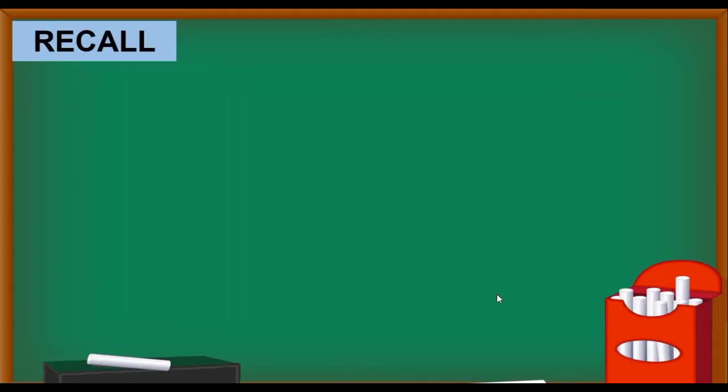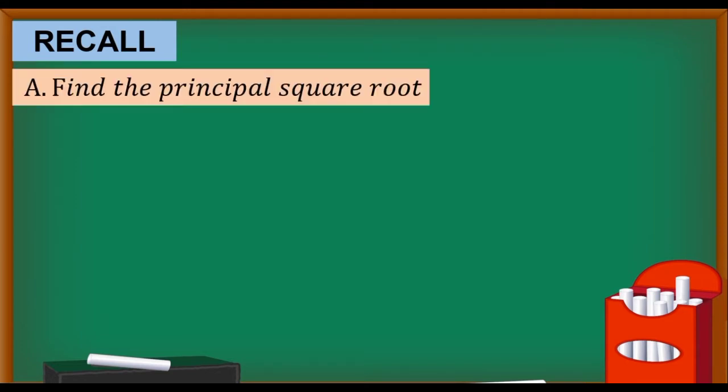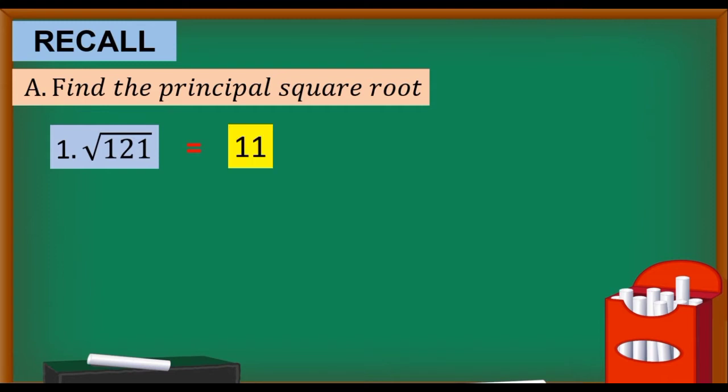So ngayon, bago tayo mag-umpisa ng ating lesson, mag-recall muna po tayo nung ating topic nung nakaraan. Let us find the principal square root of the given numbers. So, what is the square root of 121? Ano nga uli yun? That is 11.